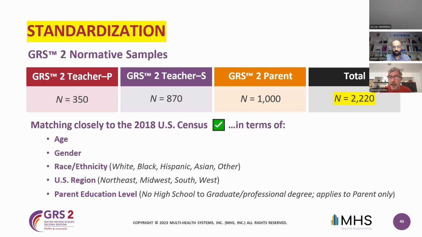Essentially, the standardization sample, the normative groups that we used to develop the teacher GRS2 and the parent GRS2, were large, and they closely matched, in the United States, our 2018 census. So they're fair based on age and gender, race and ethnicity. They come from all 4 regions of the country. And we included parents in completing the form with no high school education all the way through parents with graduate degrees. We wanted to make sure that the standardization sample was fair, equitable, representative of all teachers and all parents globally. And in fact, it is. Next slide, please.